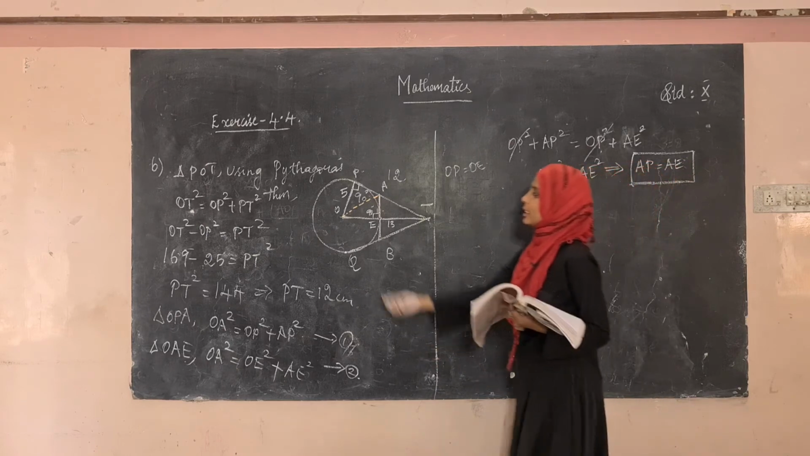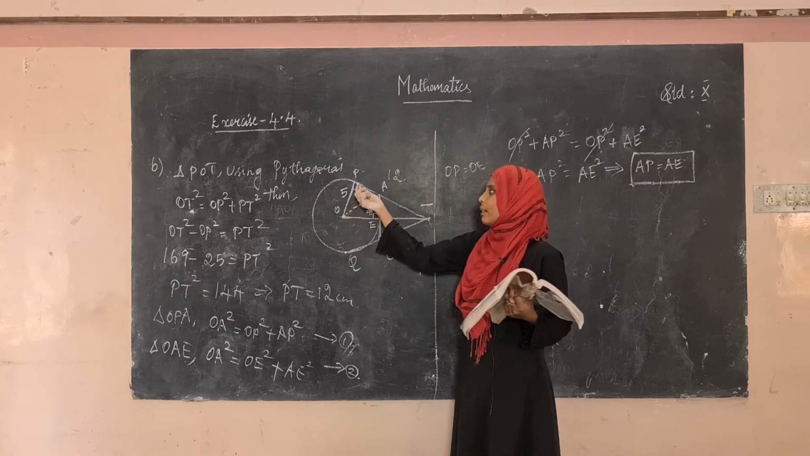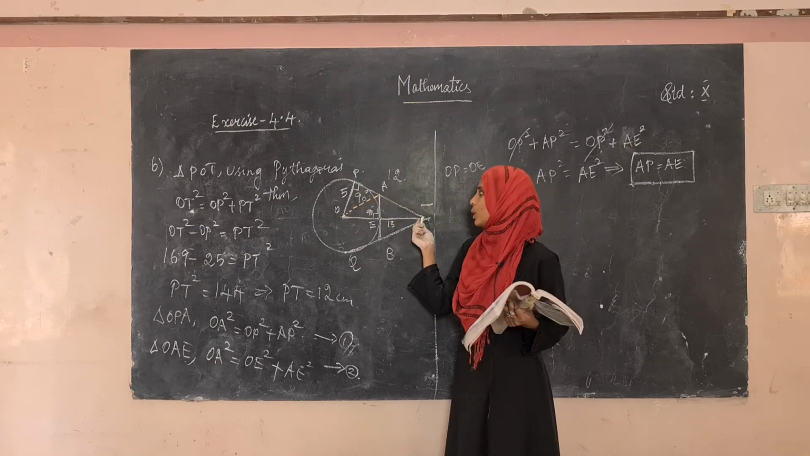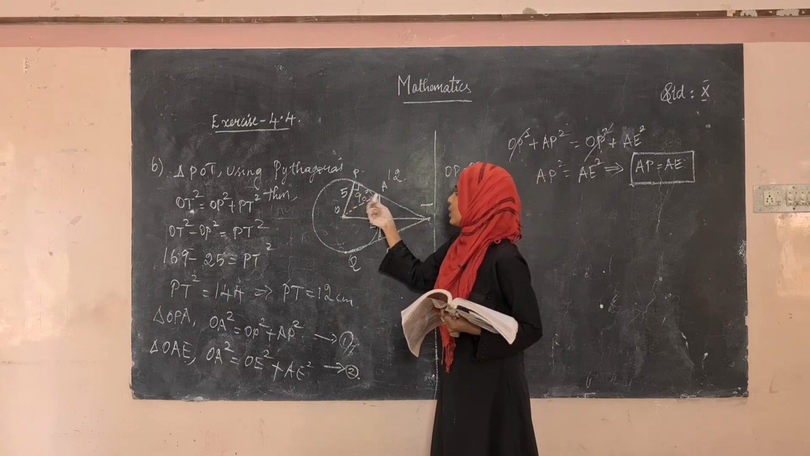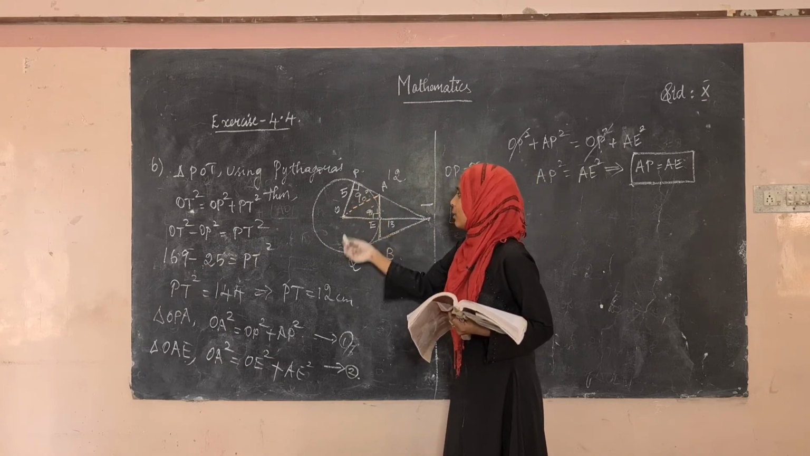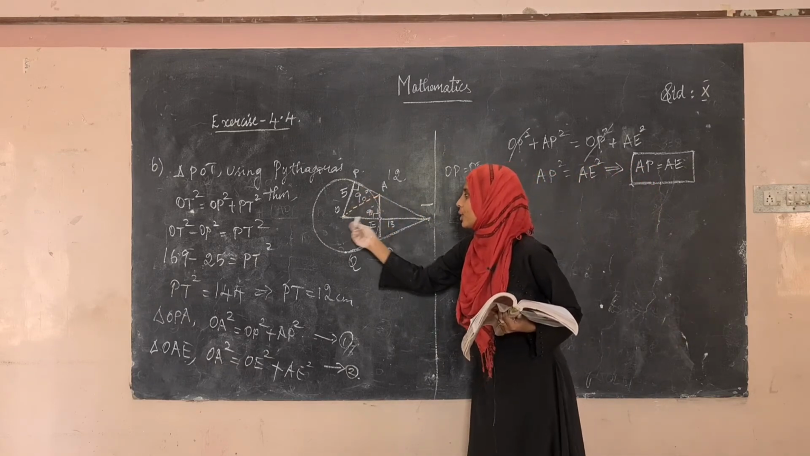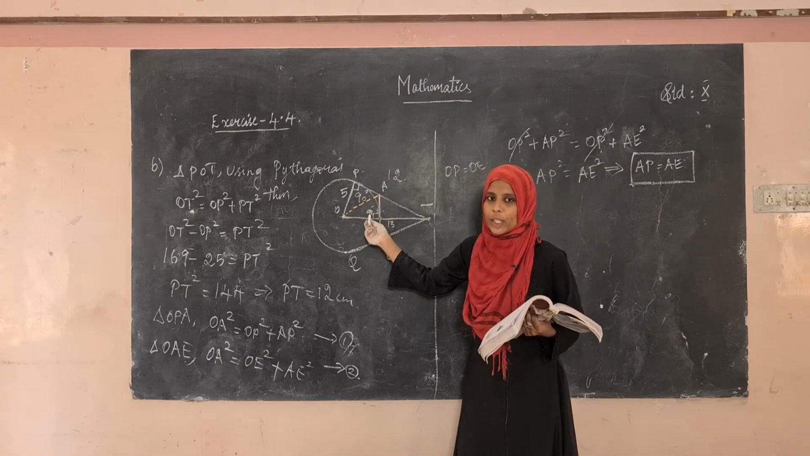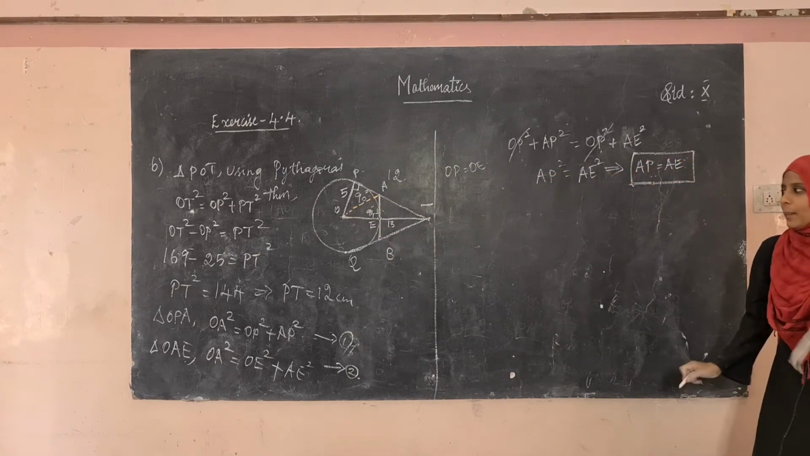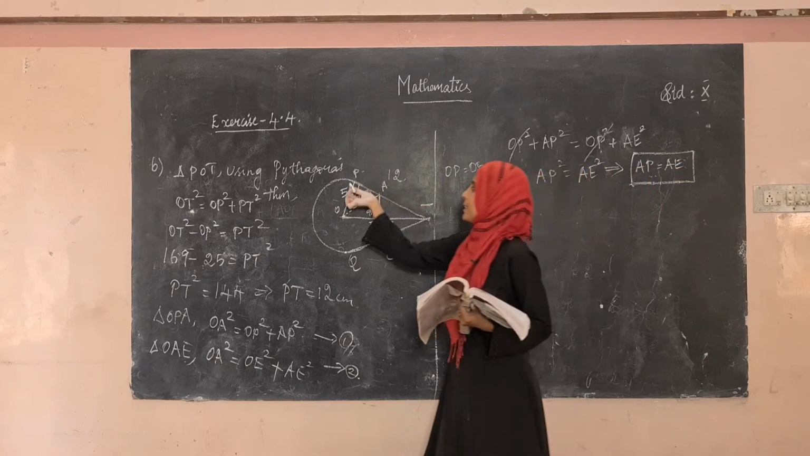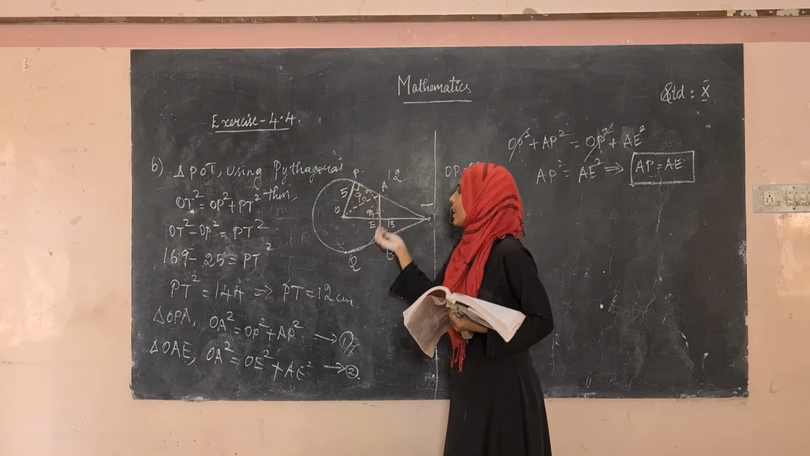What we have done first: using this right angle triangle POT, we found the value of the side PT. Then using this imaginary line, we took this as a right angle triangle, and this as a right angle triangle, and we used the Pythagoras theorem, and we found a condition that AP is equal to AE. These two are tangents from the point A.